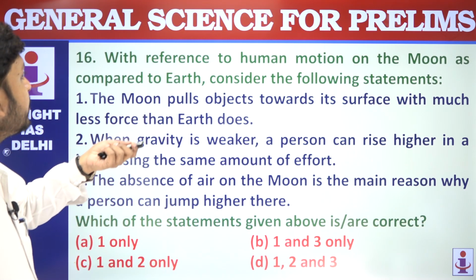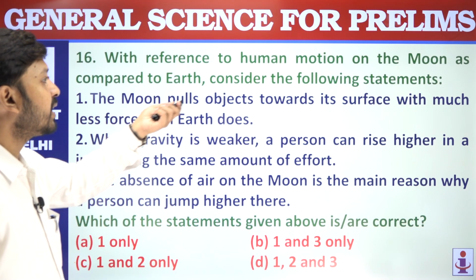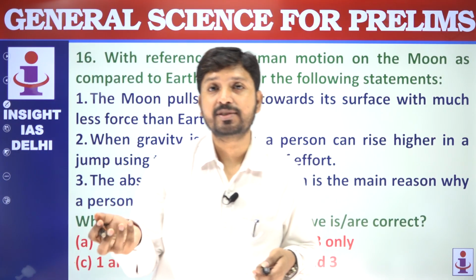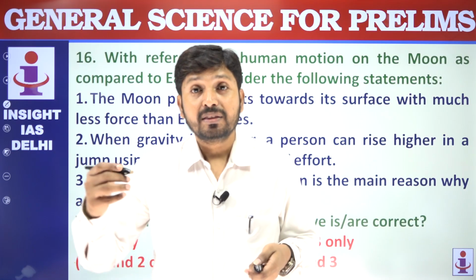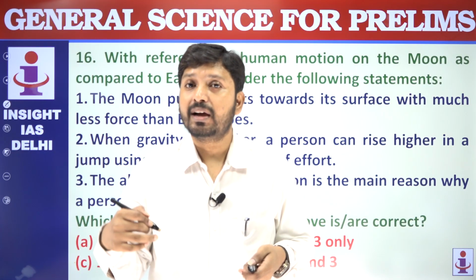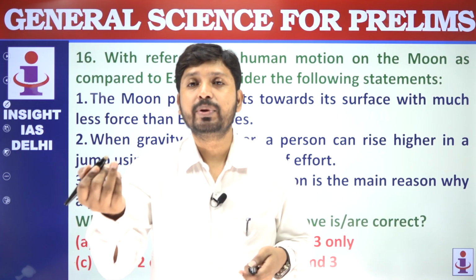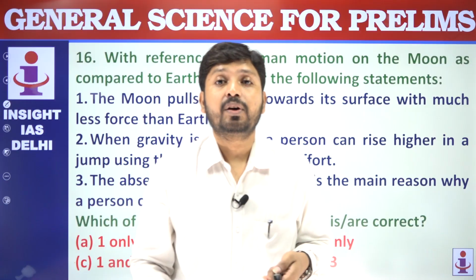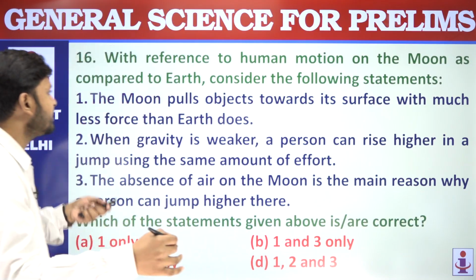With reference to human motion on the moon as compared to the earth, consider the following statements. The size of the moon is very small compared to the earth, right? Based on that, the gravitational pull on the moon will be much weaker than that of earth. For example, on the moon the gravitational pull is somewhere around 1/6 of that of earth, meaning it is lower, right? So based on this, let's see the question.